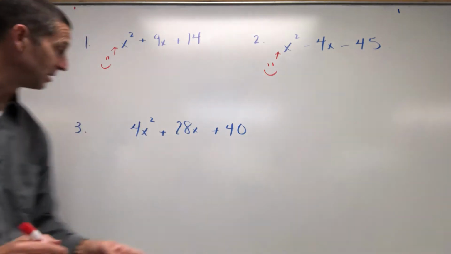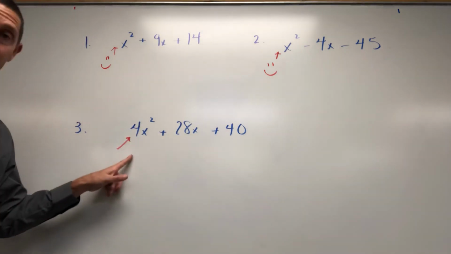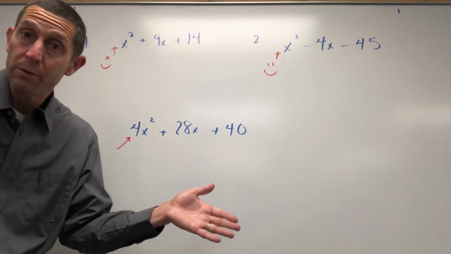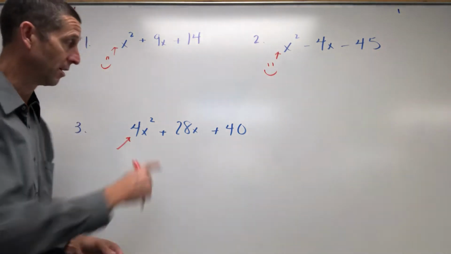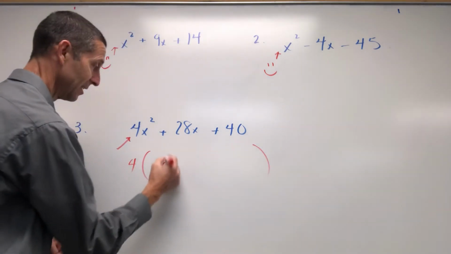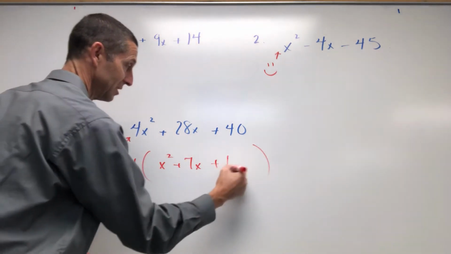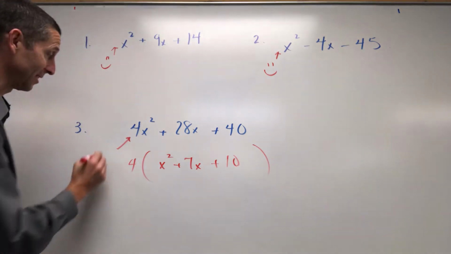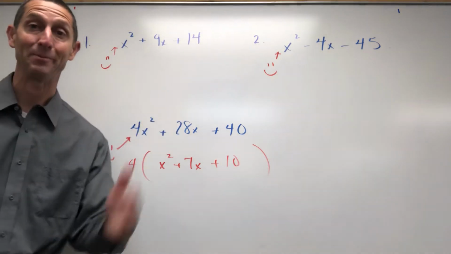Now sometimes there is a number sitting here, like you've got a 4 right there. But you still got hope. You're like, maybe I can factor the 4 out. Maybe all these divide by 4. You're like, oh okay, look at this. Boom. X squared, 7x plus 10. And you're still happy. The good news is still happening.